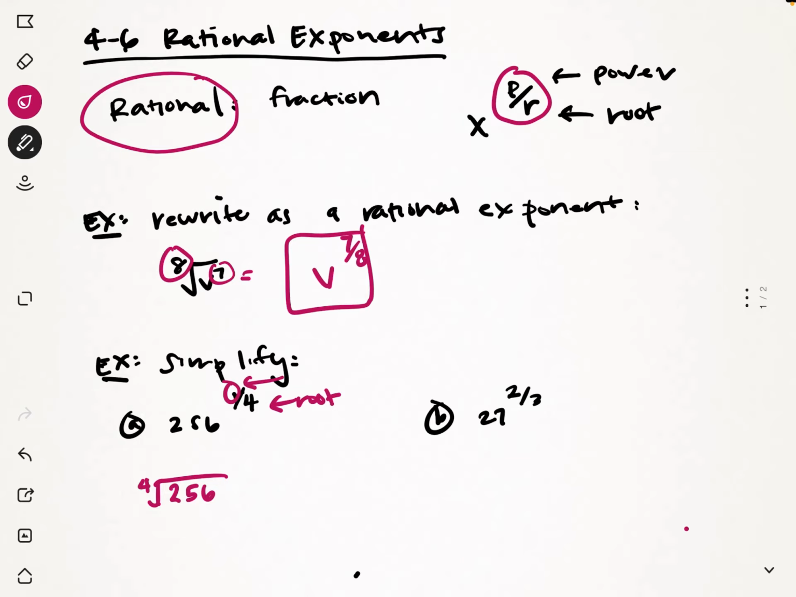So that would be 4. 4 times 4 is 16. 16 times 4 is 64. 64 times 4 is 256. So 4 times 4 times 4 times 4, right? The 4th root of 256 is 4.